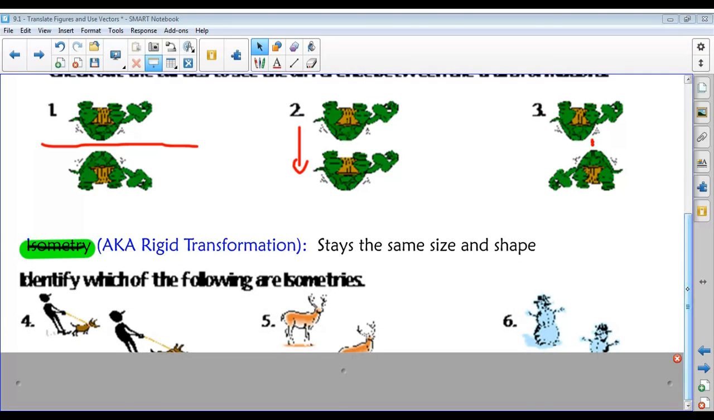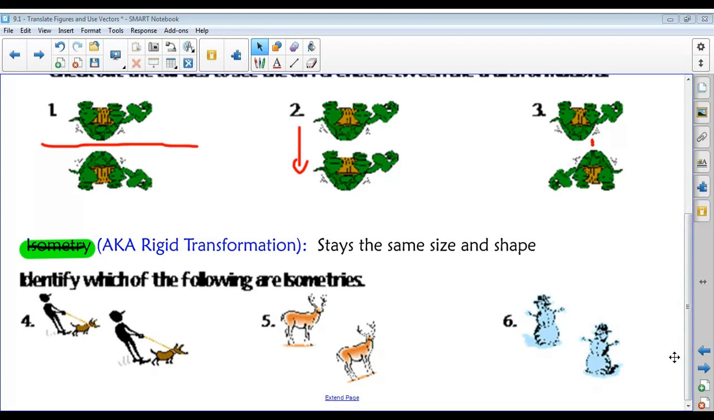Okay, of the 3 down here, 1 of them is not an isometry. The other 2 are. I'll give you a second to think about that.